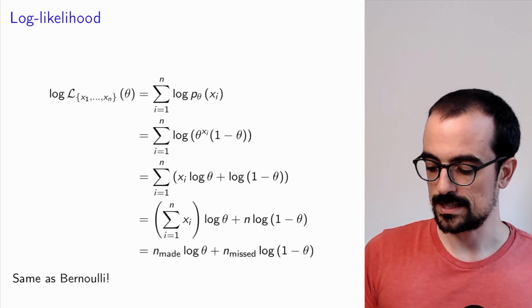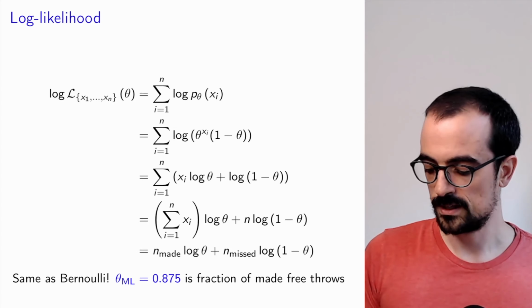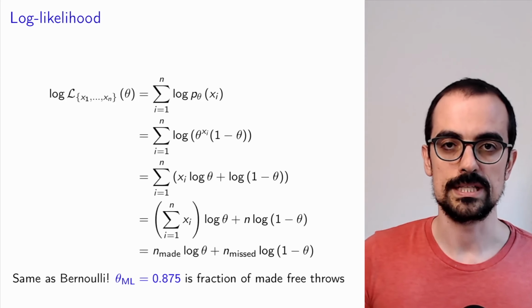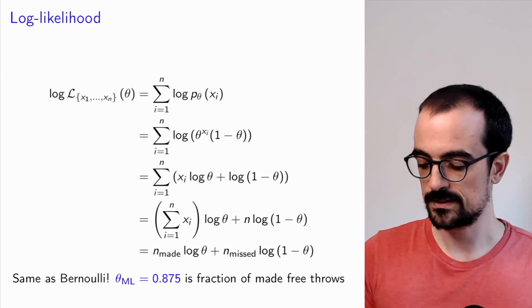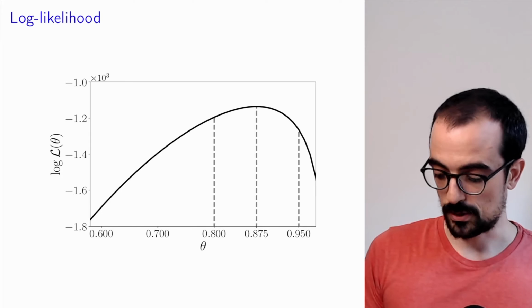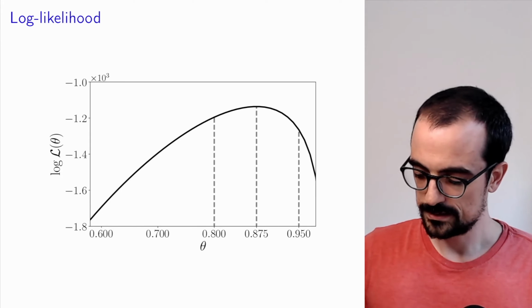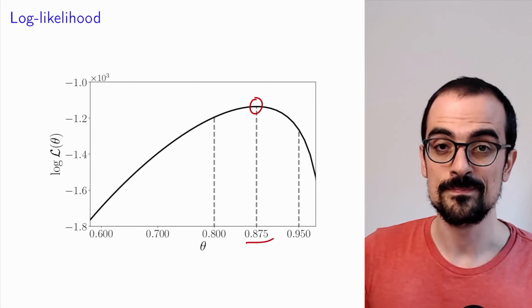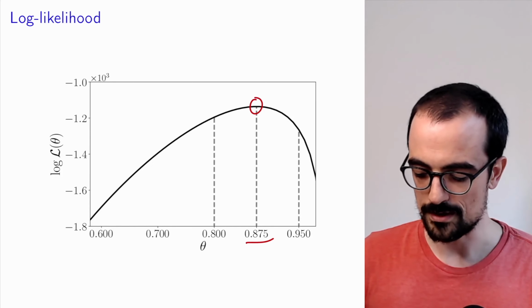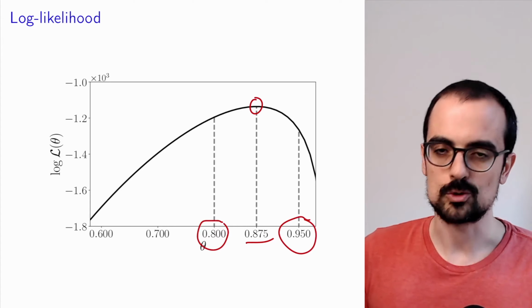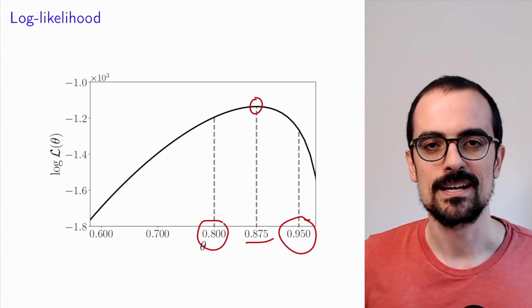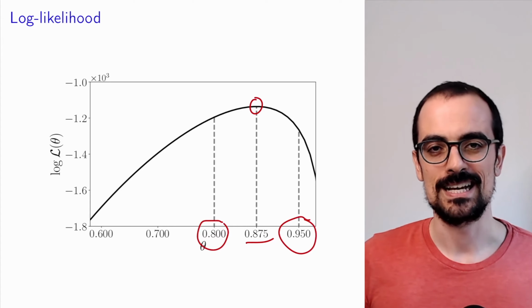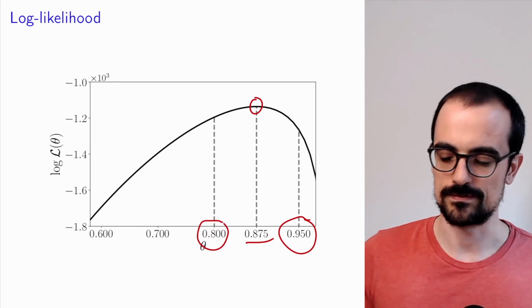So we just do that. Now theta is just going to be the fraction of made free throws, which is 0.875. And if you plot the log likelihood, the maximum is at 0.875. I'm also showing you the log likelihood of these two other values of the parameter that we tried at the beginning of the video, and we saw didn't really give very good fits.